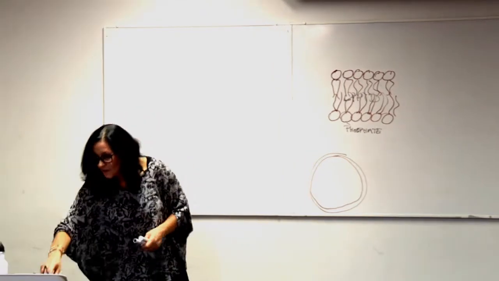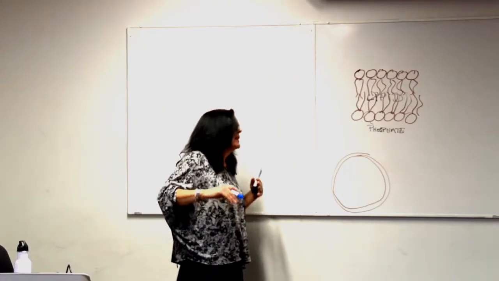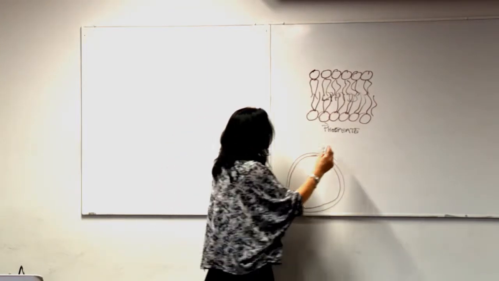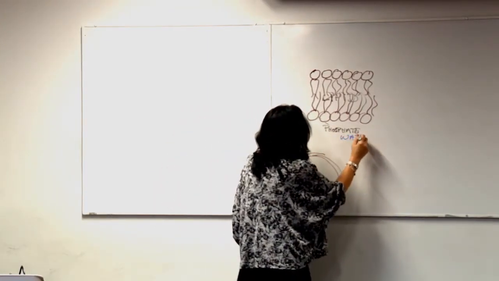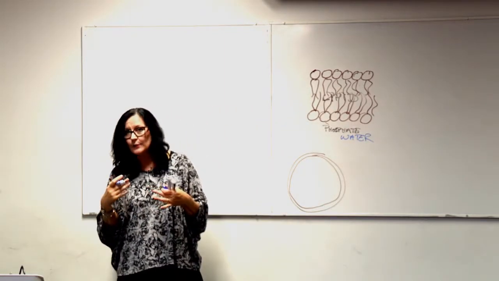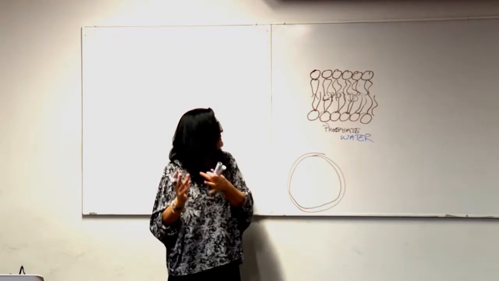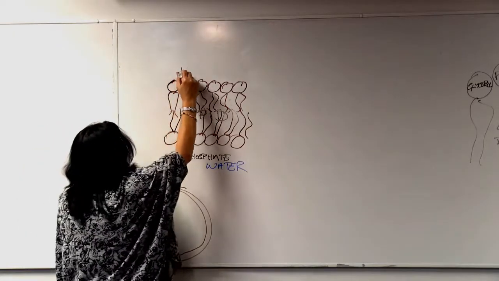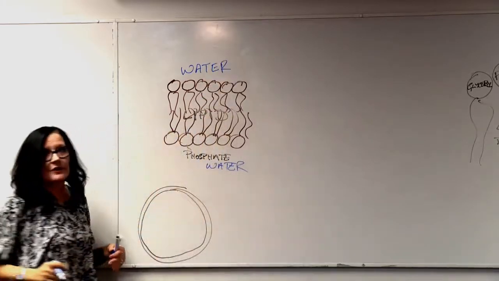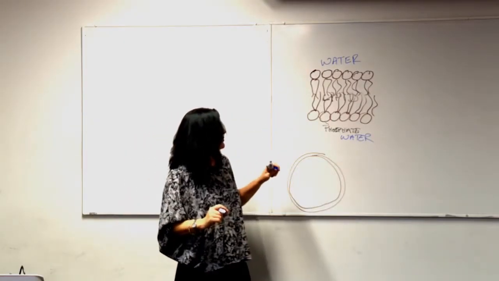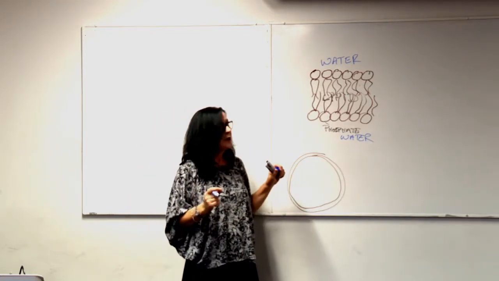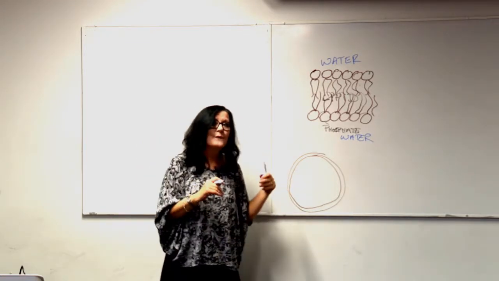On the inside, of course, the cytosol is watery. So we have water. On the outside, the extracellular fluid, the interstitial between cell fluid, is also watery. So we have water on the outside, phosphates next to the water because they're hydrophilic, lipid in the middle because it's hydrophobic.